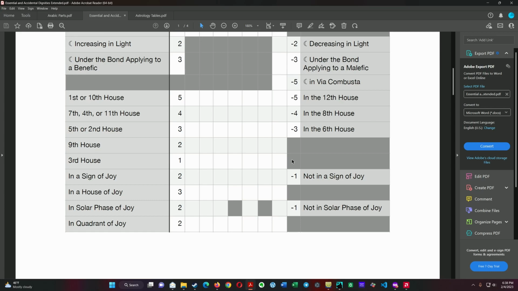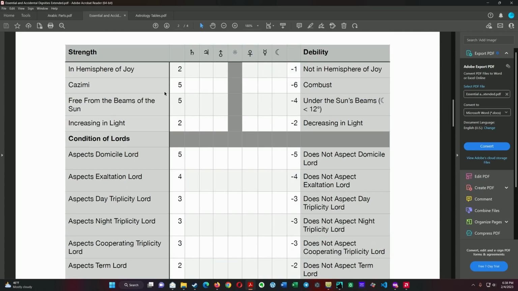So I wanted some point reduction there. I don't know, the jury's kind of out on whether or not to give or have any of that. So Cazimi, I guess most authors write Cazimi as has to be within 17 minutes of the sun.